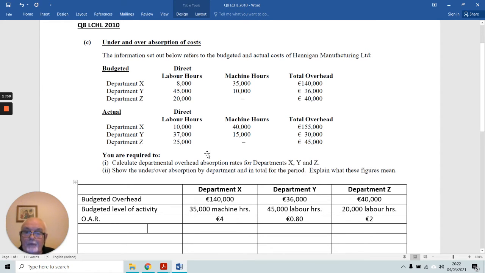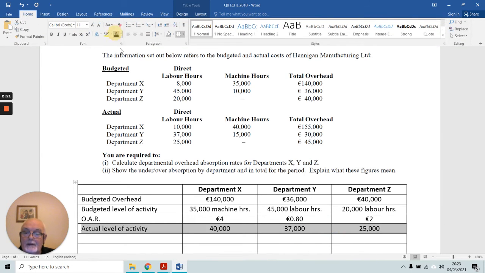And then we'll check then with what hours were actually worked. So the actual machine hours for Department X, 40,000. The actual labour hours for Department Y and Z, 37 and 25. That's what actually happened. So let's have a look at those, because those are the hours actually worked.